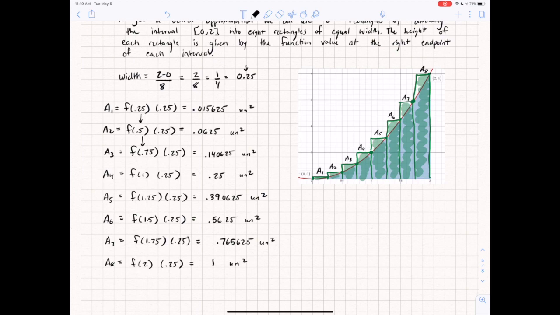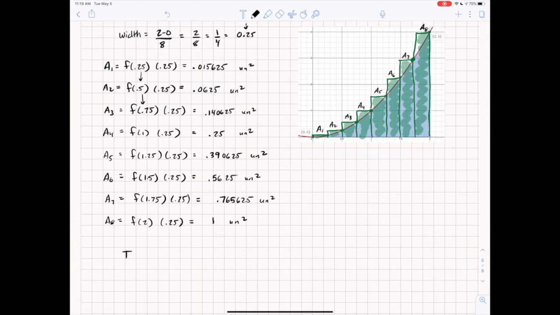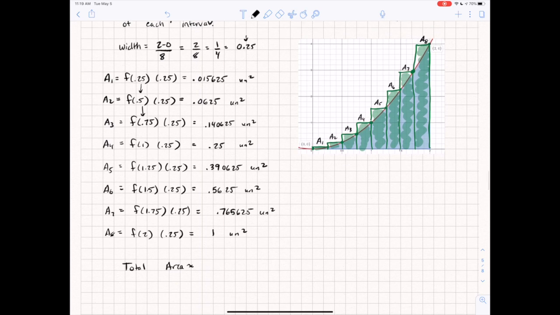So now totaling all of these, my total area, my approximation here, which again is an overestimate. We're essentially finding a ceiling and now we're lowering it by increasing the number of rectangles. Adding all of these values up, I get 3.1875 square units. And this would be for using 8 rectangles.